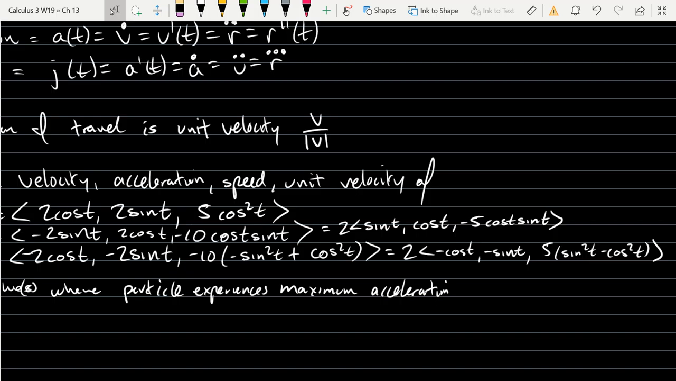Now, we're going to be maximizing acceleration. So what we're going to have to do is take the magnitude of the acceleration and then find when the magnitude is the largest. That's what we're going to have to do first.